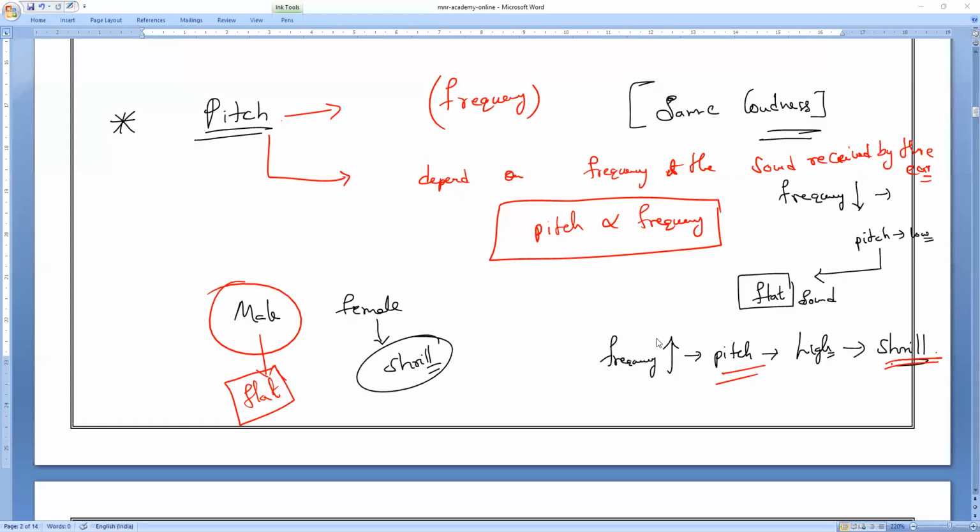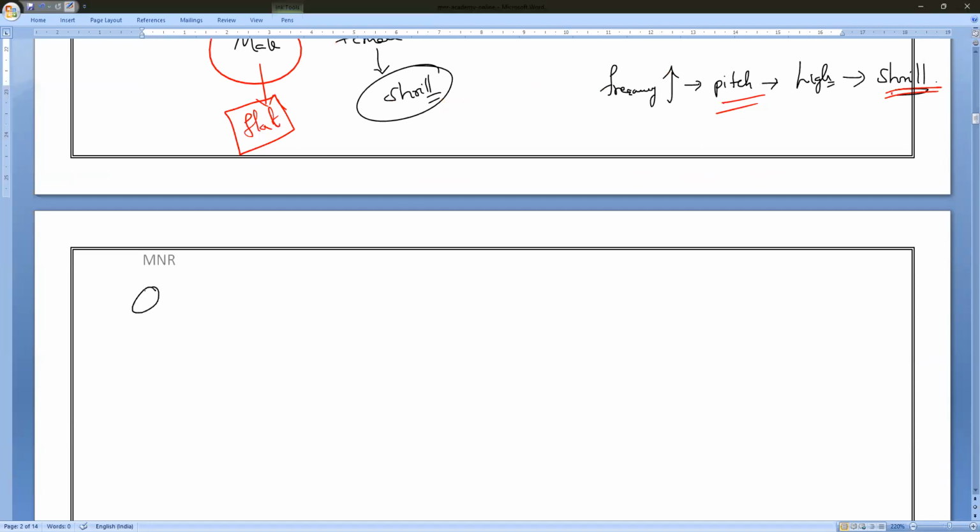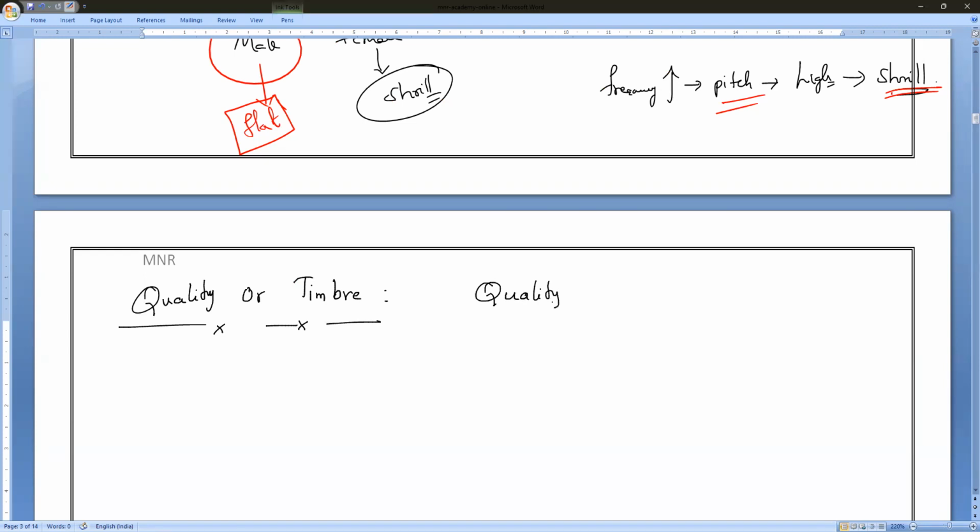Then the last characteristic. That is what we call quality or timbre. Quality or timbre, this is also a major one, which I will help you with. So write it. Third one, quality or timbre of sound.